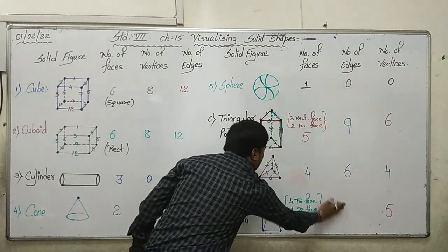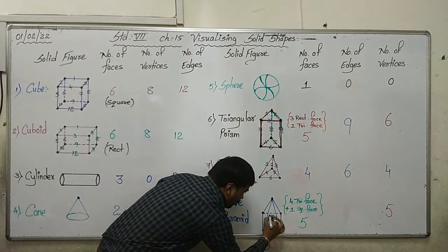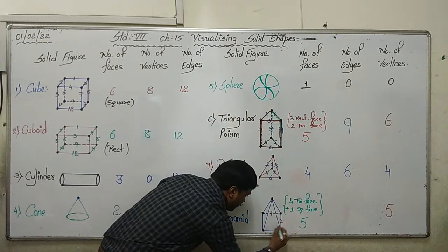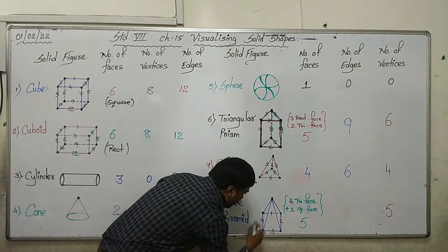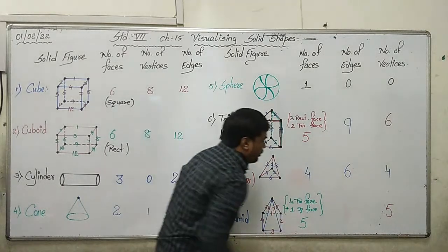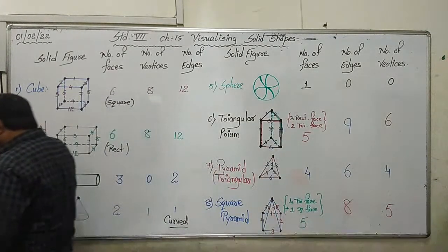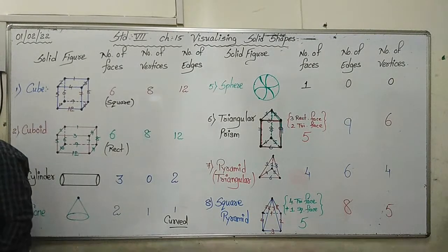Now let's find the number of edges. First take the square. 1 2 3 4 5 6 7 8. So total how many edges are there? Total 8 edges are there.